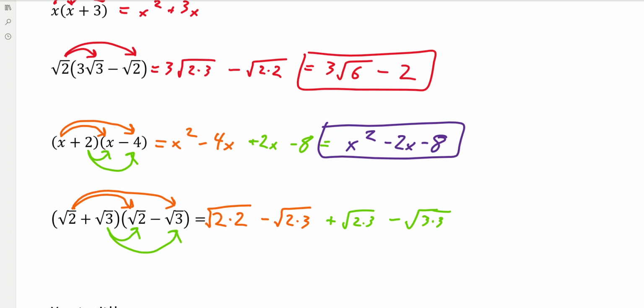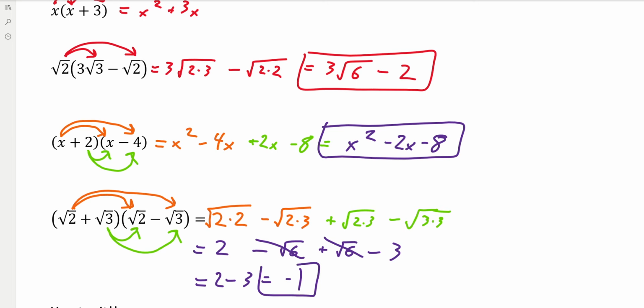Okay, and then we can simplify it further, and it might not be quite all the way. We're going to actually do it down here. So our first part is 2 minus root 6 plus root 6 minus 3. And now you can see the root 6 adds and subtracts, so those cancel. So our total is 2 minus 3, or just negative 1. And so this is helpful because we can actually solve this without a calculator and get an exact answer of negative 1.